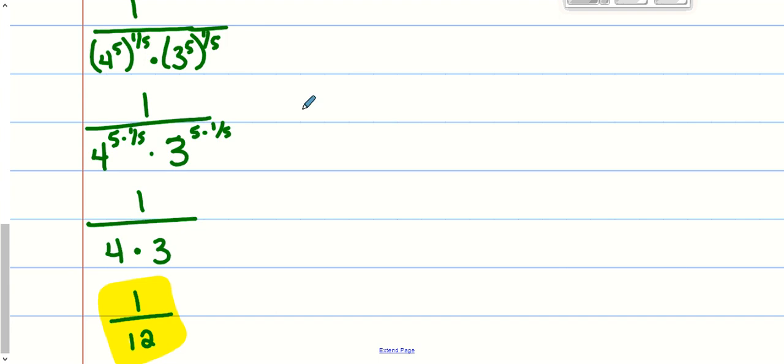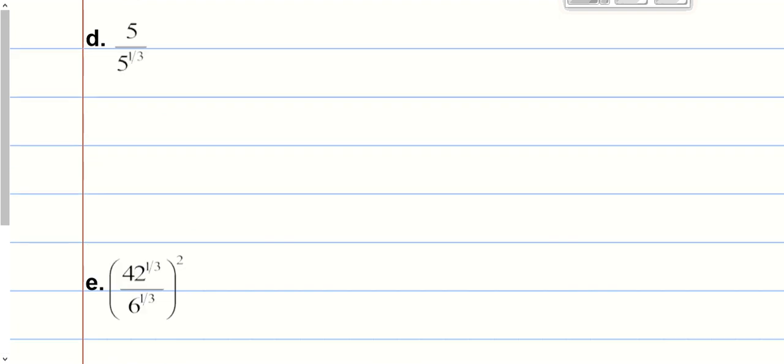All right, so moving on. Let's look at this one, D. We've got 5, and there is no power on that, so we can put a power of 1. 5 to the first power divided by 5 to the 1/3 power. That is going to be a quotient of powers. So the bases are the same, they're both 5. We can subtract the powers. So 5 to the 1 minus 1/3. And when I simplify that, I am going to get 5 to the 2/3.